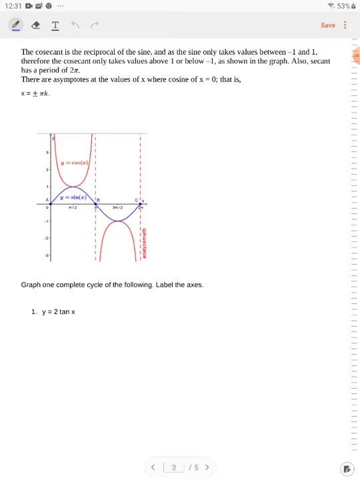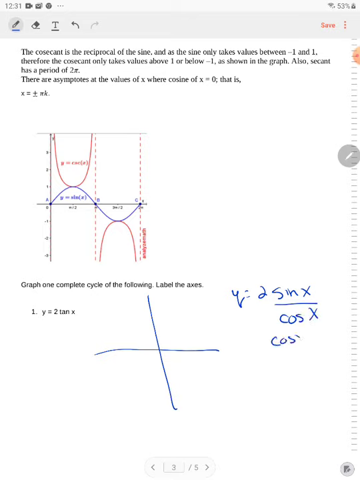So we know that y is equal to 2 tangent of x. Now, tangent, secant, cotangent, and cosecant do not have any amplitudes. The 2 is just going to stretch it. So I know for tangent, because tangent is sine over cosine, I'm going to have an undefined value or a vertical asymptote where cosine is 0. And cosine of x is equal to 0 at pi over 2 and negative pi over 2. Okay, the period for tangent is pi.